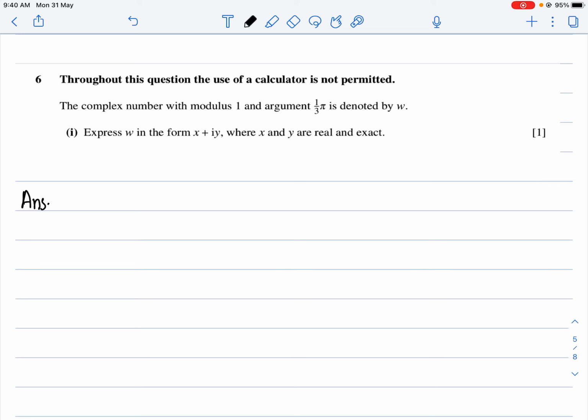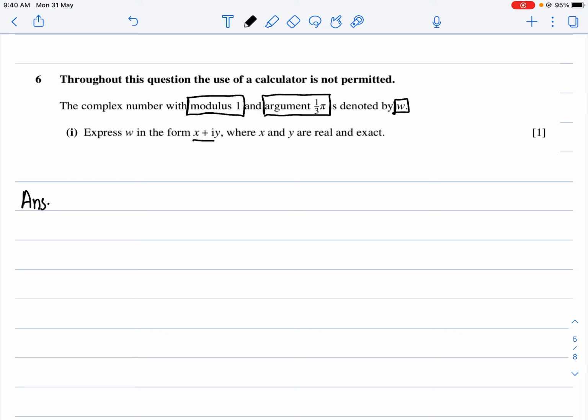This is the sixth question of the paper. Throughout this question, the use of a calculator is not permitted. We have a complex number with modulus 1, which basically means the distance, and argument 1 over 3 pi, and it's denoted by W. Now, we need to express W in the x plus iy form.